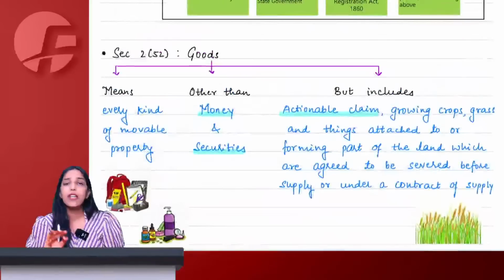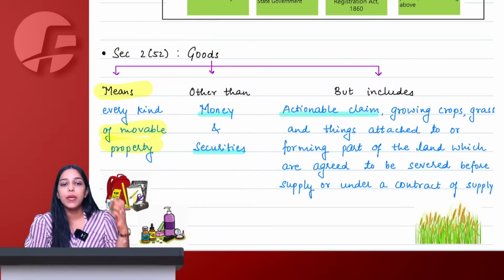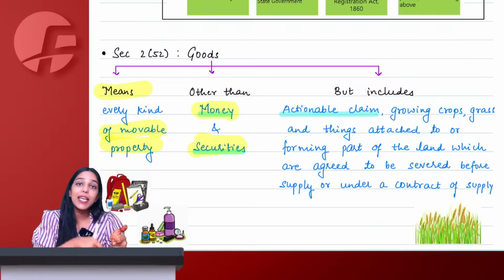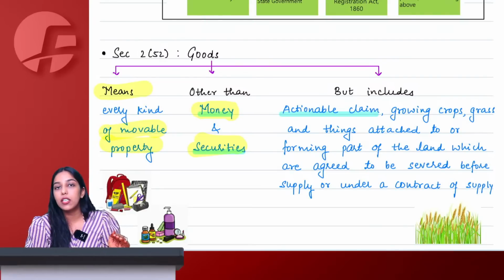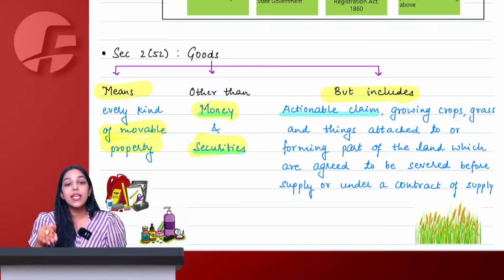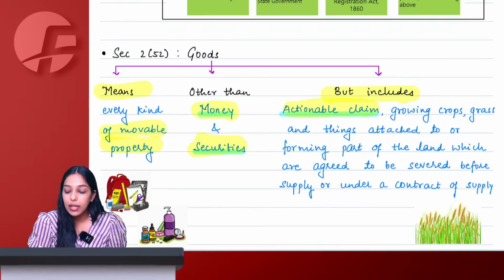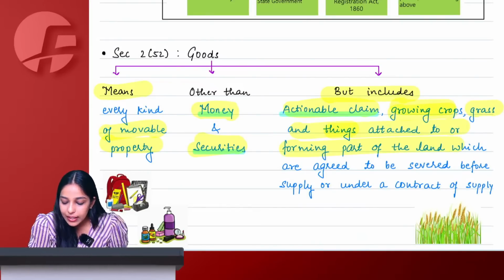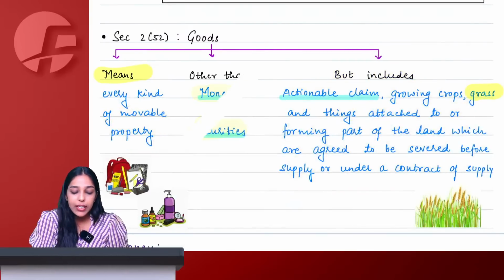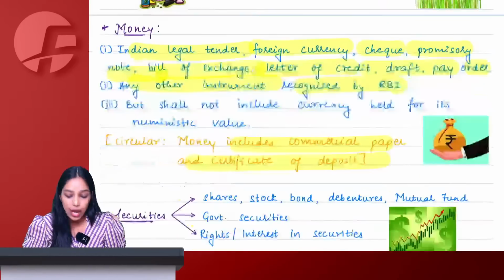So here we finished the definition of goods, which says goods means every kind of movable property other than money and security. Money and security might be movable, but still they will never be considered as goods and GST will never be levied on them. But includes: now these things, even if not movable, still will be considered as goods only. Actionable claims, growing crops, grass and anything that is attached to land or forming part of land which is agreed to be severed under a contract of supply, everything is considered as goods.